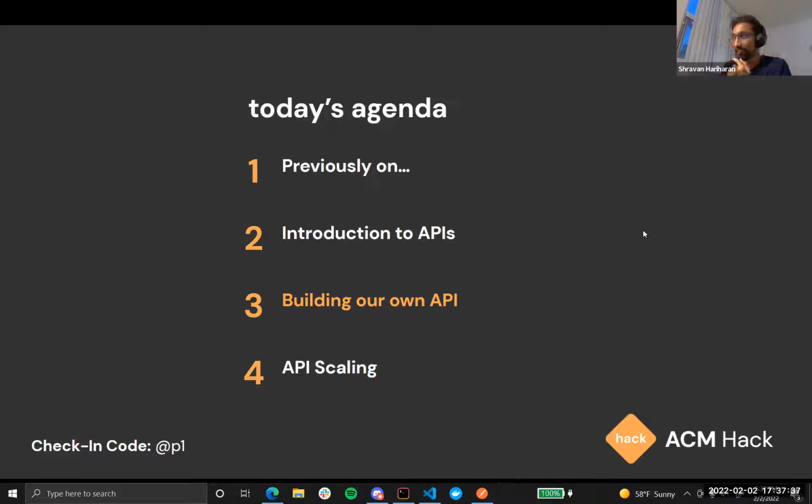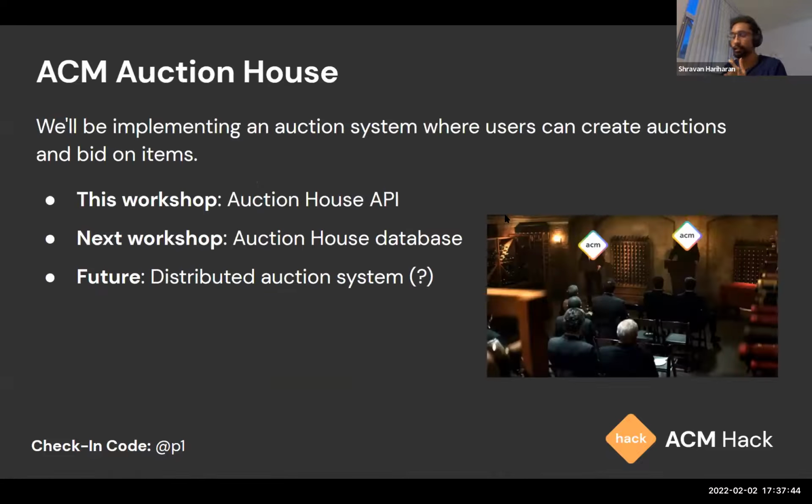All right. So let's build our own API now. In this workshop, we're going to be working with an auction house system. This is the system that we're going to be creating an API for. The basic plan for this workshop is to implement an auction house API. Next workshop, we'll be implementing the database for it. And in the future, we might make a distributed load balanced auction system. We'll see. Okay, so what is an auction house?